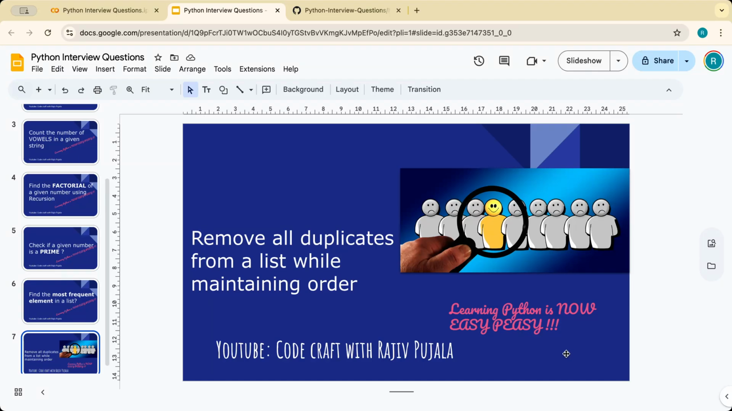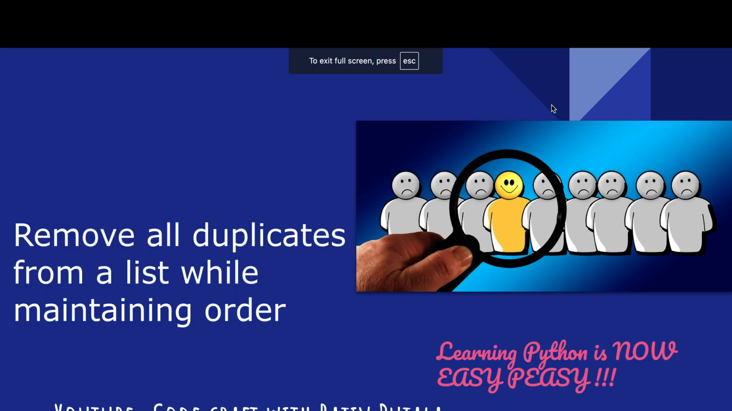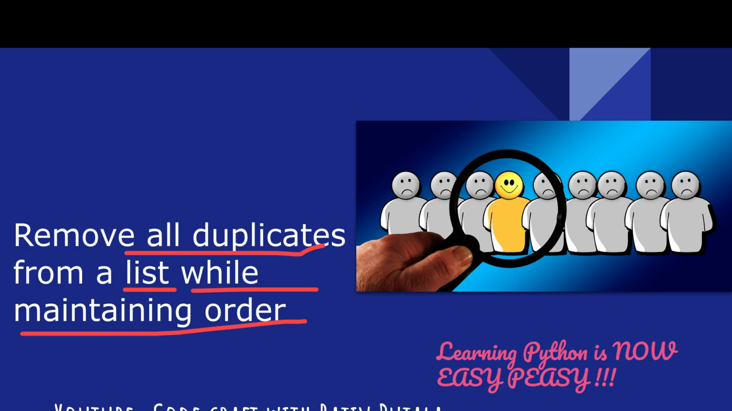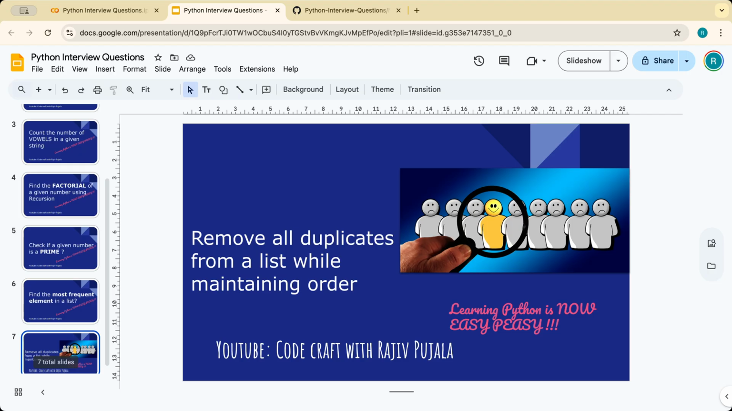Hello all, in this video let's see how we can remove all the duplicates in a given list using Python while maintaining the order. It's very easy to remove all the duplicates by using the set function, but maintaining the order is one of the critical things here. If you're not bothered about maintaining the order, it's totally fine, but if you would like to maintain the same order, then we have to do something different. Let's go ahead and see how we can do this.